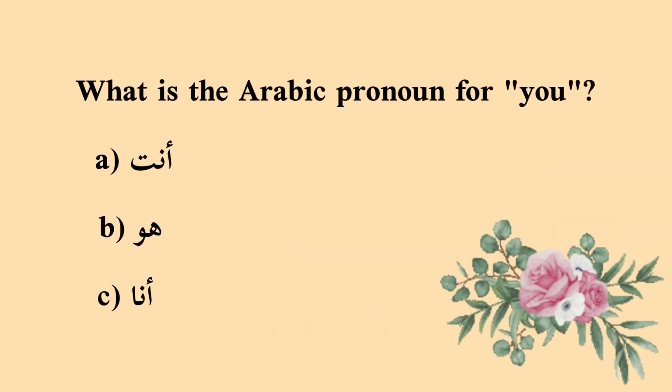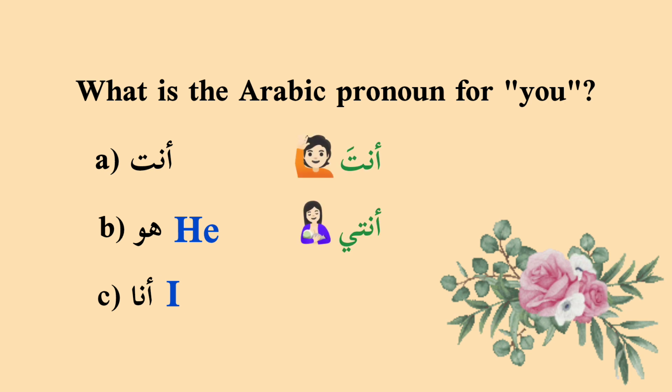What is the Arabic pronoun for you? أنت, هو, أنا. Think about it. Yes, exactly. أنت in Arabic means you, but we use it for male nouns. هو means he, and أنا in Arabic means I. Guys, we use أنت for male. What about for female? We say أنتي.